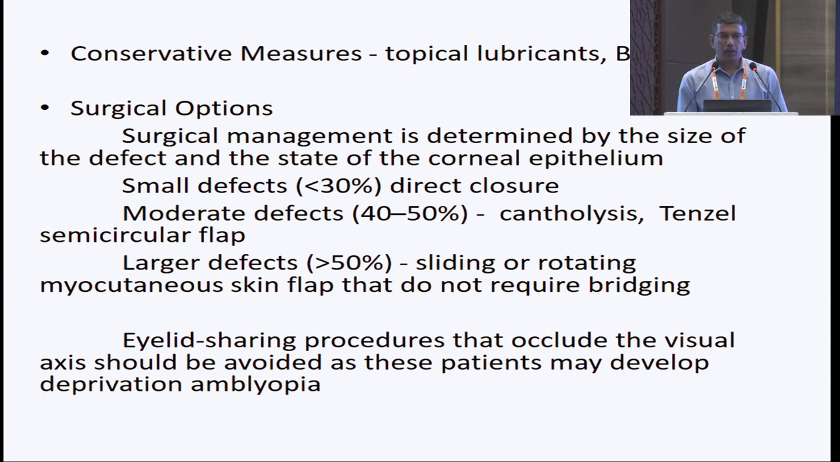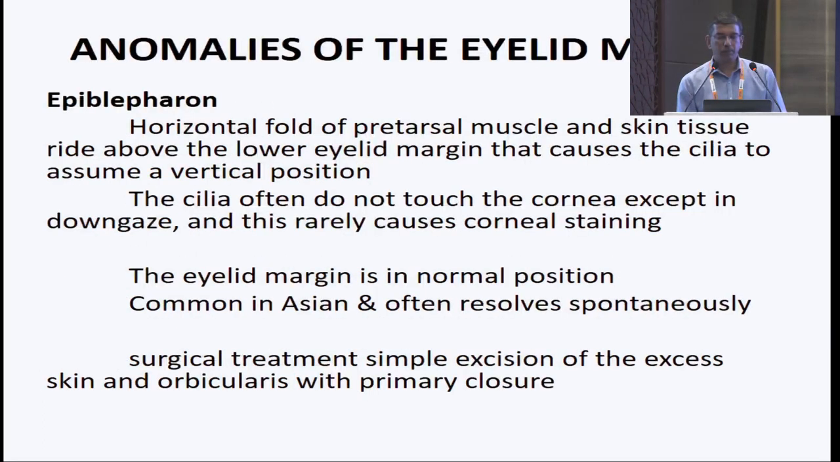In small children, the skin is taut and doesn't have as much laxity as in older patients. So even when we say less than 30%, even a 20 to 25% defect is difficult to close, and you may need a relaxing incision in children. Eyelid shearing procedures should be avoided because they will cause occlusion of the visual axis, and they can be a precursor for deprivation amblyopia.